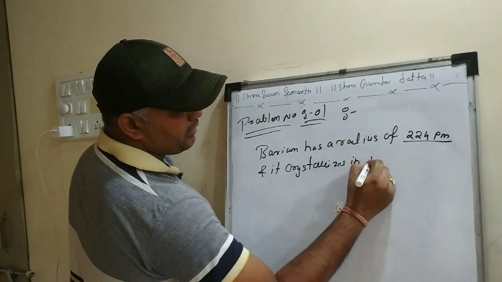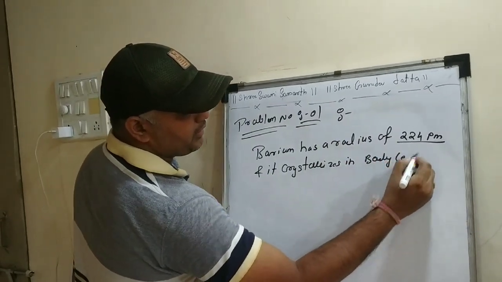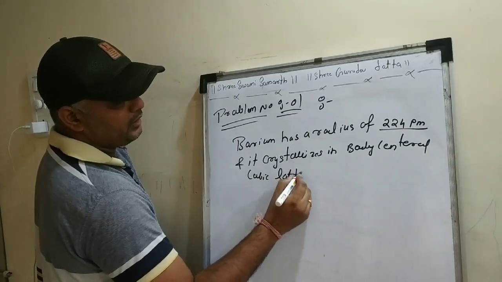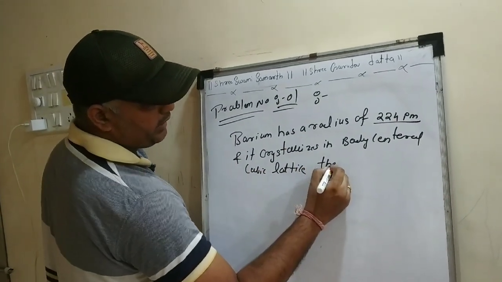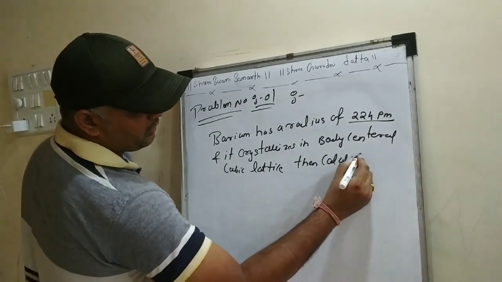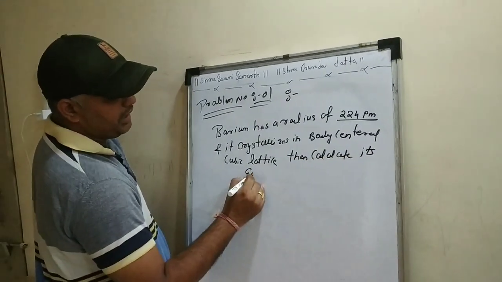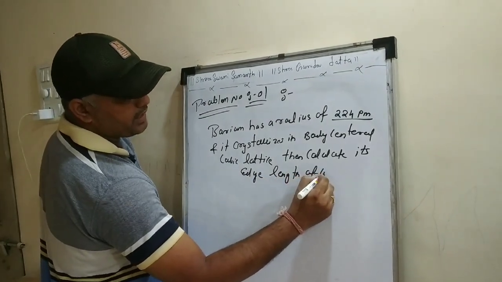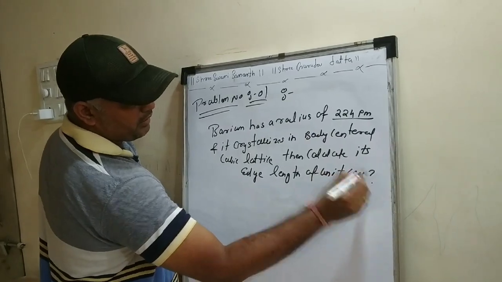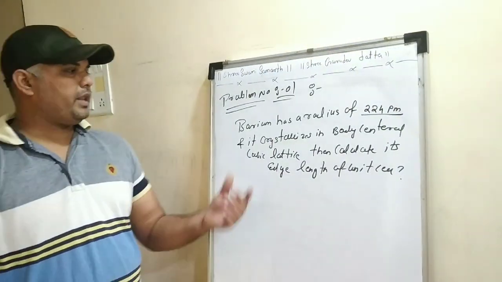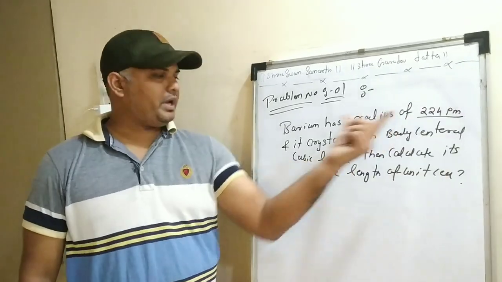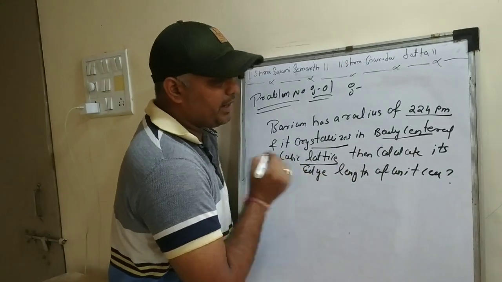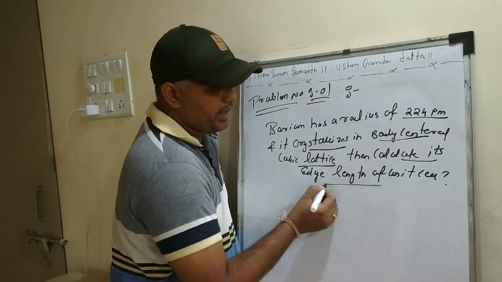in body-centered cubic lattice. Then calculate its edge length of unit cell. Right? So this is the problem which has been asked. Barium has a radius of 224 picometer. It crystallizes in what? Body-centered cubic lattice. Then calculate its edge length of a unit cell.